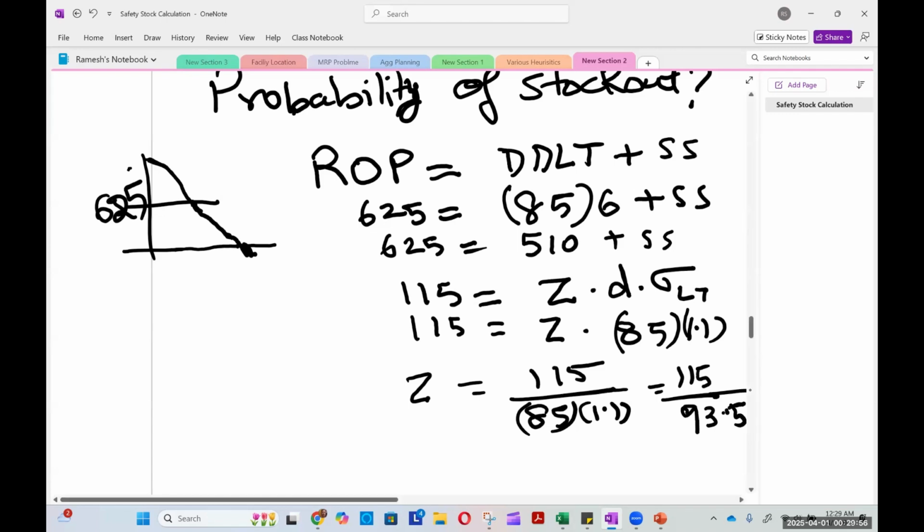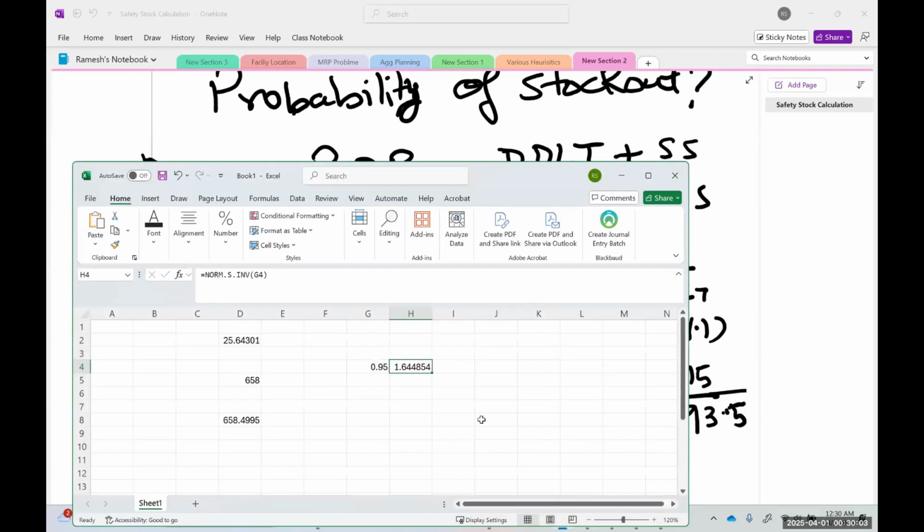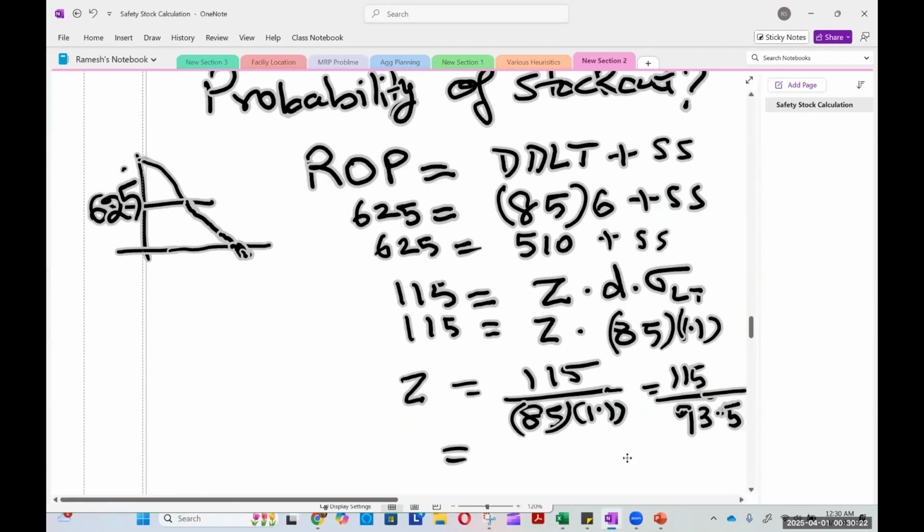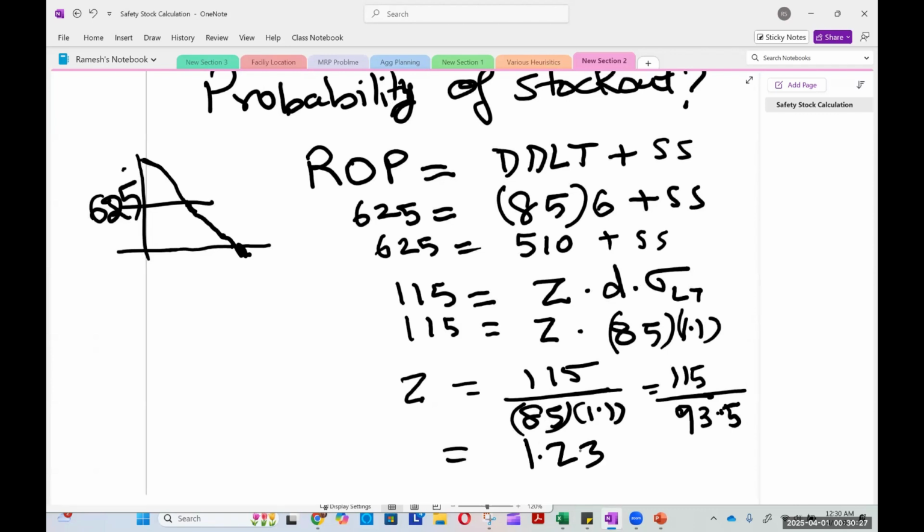Now, I cannot do this calculation on my own, so we'll have to just see if I can do it in Excel. 115 divided by 93.5. And that number is 1.2299, or 1.23, okay? 1.2299, all right. So this number is 1.23.